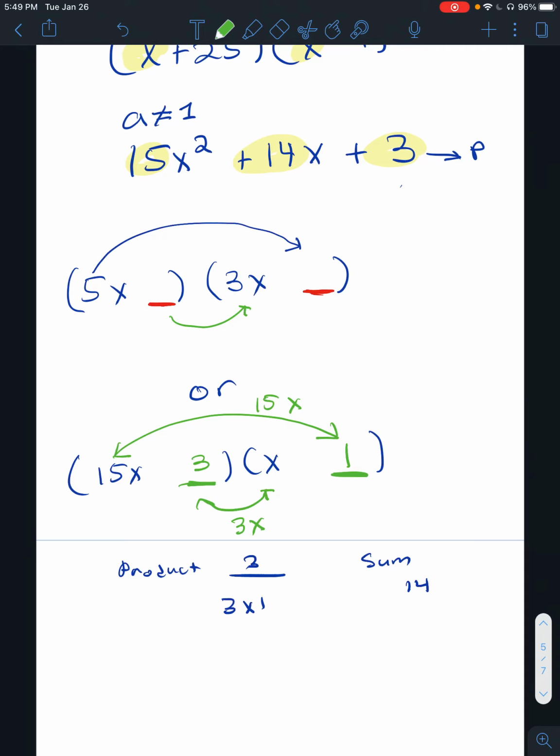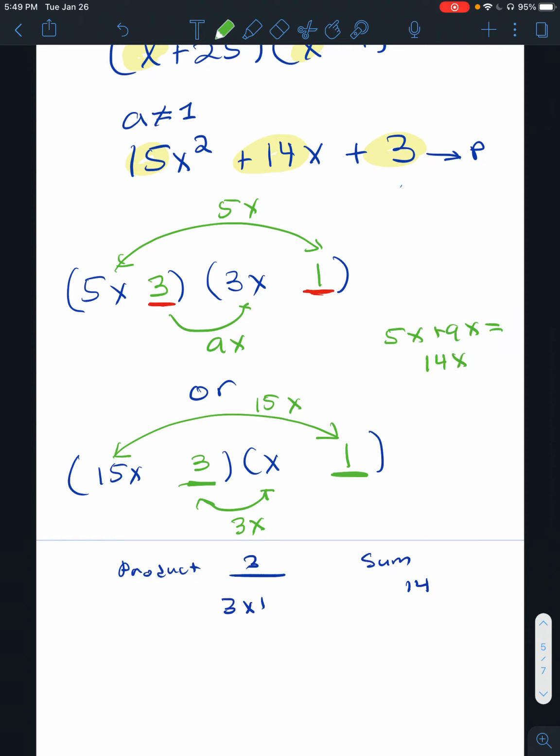So is this going to be a 3 or a 1? Same thing here. If you put a 3 here, you're going to get a 15. And if you put a 1 here, you're going to get a 3x. Too big, because 15x plus 3x gives you 18x. So all I'm going to do in this problem is switch the orders and see if that helps. So let's put a 1 here, and let's put a 3 here. And 5 times 1, 5x. 3 times 3, 9x, 5x plus 9x equals 14x. So this one works.